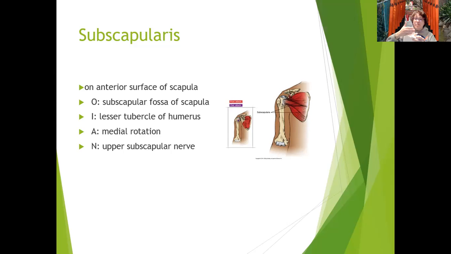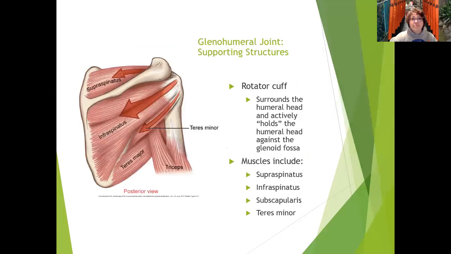So we've got supraspinatus, the medial part, infraspinatus and teres minor on the posterior, and subscapularis on the anterior, to just wrap around the head of that humerus and actively hold it to the glenoid fossa. So the rotator cuff really surrounds the head. It actively holds the humeral head against the glenoid fossa. Supraspinatus, infraspinatus, subscapularis, and teres minor, all pulling that head of the humerus, kind of just sucking it into the joint, actively with muscle. Pretty cool, right?